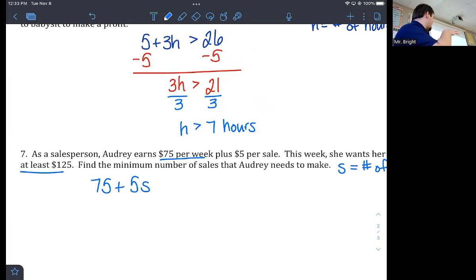So do we want that expression that represents how much money she's making to be greater than or equal to 125, or does she want that to be less than or equal to 125? Isabel? That's right. Greater than or equal to 125. Because if she says at least 125, that means she's okay making more. Right? She's okay making more.